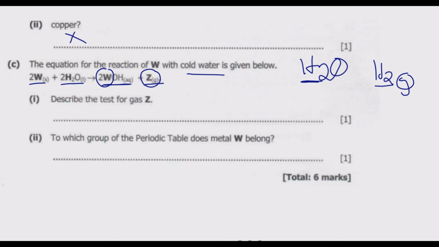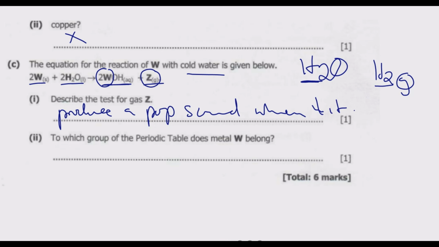Describe the test for gas Z. So gas Z is hydrogen. Hydrogen produces a pop sound when lit. So when lit, hydrogen would produce the pop sound. So this gas itself is hydrogen.